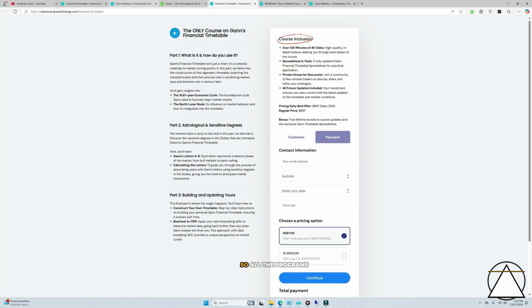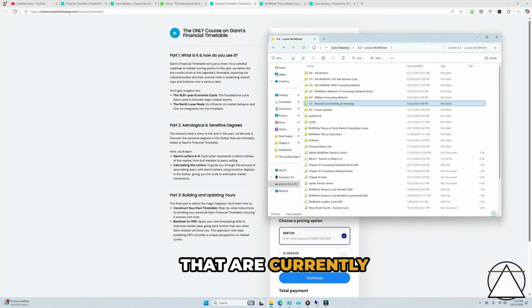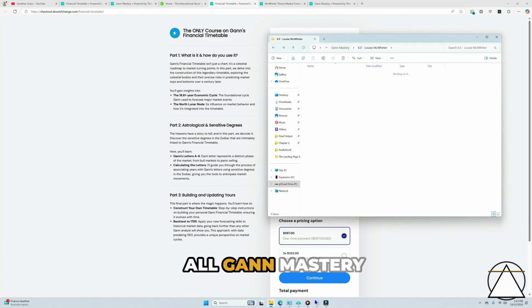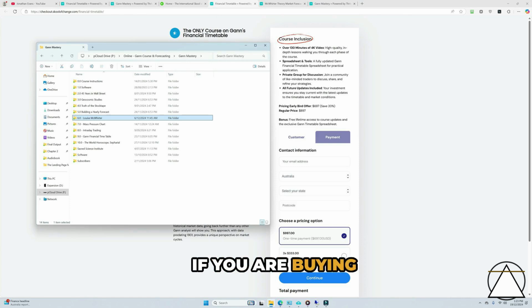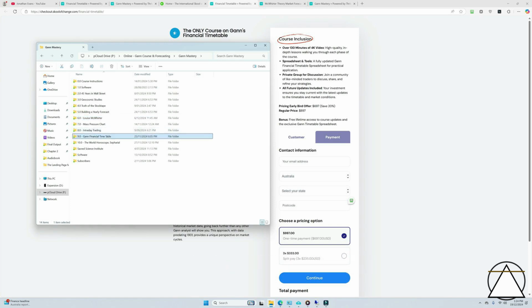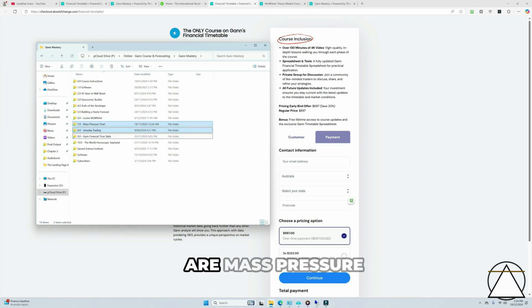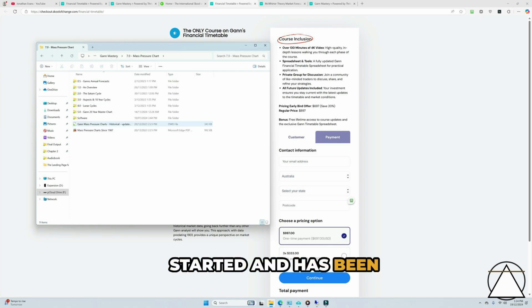That's basically it. So all the programs that are currently out are available to all Gann Mastery Program students. If you are buying the tools individually, you can continue to buy them individually at your free will. So Gann's financial timetable has been included. The ones that are not finished yet are mass pressure charts. So this one has been started and has been on pause for a little while.